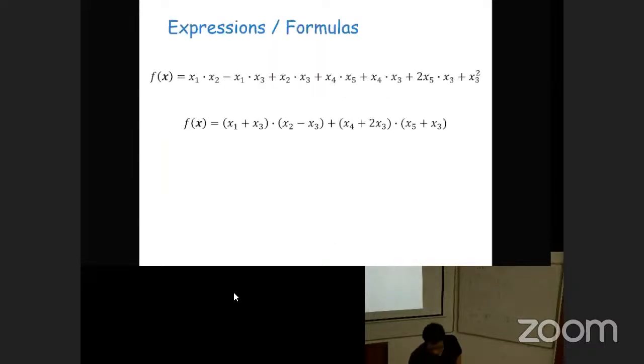So now let me tell you about formulas or expressions for polynomials, what I mean by that. Let's take a polynomial in five variables like this. It can have a long expression as a sum of monomials, but sometimes it happens that it has a much shorter expression. So in this case, this polynomial is equal to this expression here. And in some sense, this is shorter than the original thing.